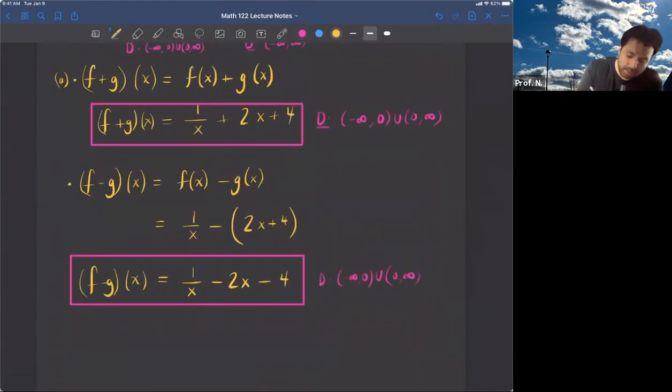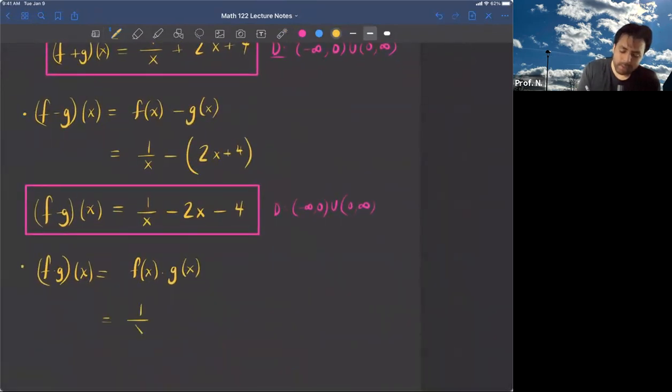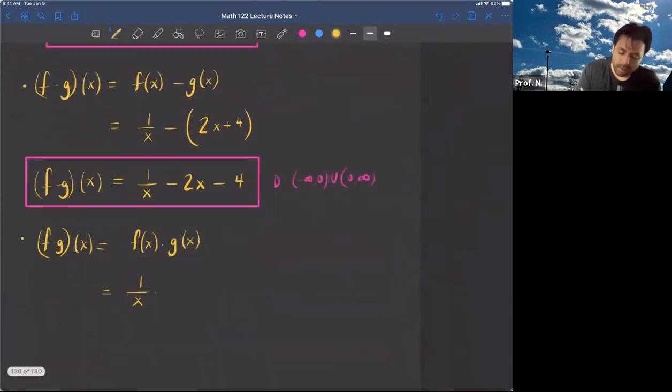So let me put this here, and then the next thing I have is what? fg, multiplication. So when I multiply this, what do I get? fg of x is f of x times g of x. What is f of x? It's 1 over x. What's g of x? It's 2x plus 4. So when you multiply this, you get 2x plus 4 over x. And that's my function.